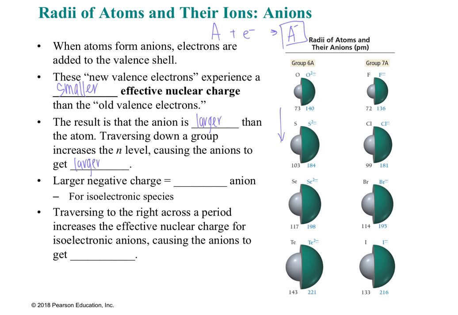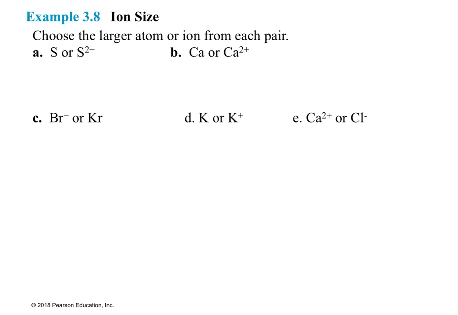And as we get larger charges, they also get larger. So more charge, higher energy level, you're going to get bigger anions. And as we go from left to right, in general, we're getting less of a charge for the most part, so therefore the anions tend to be smaller. But it also has to do with effective nuclear charge as well. So let's pick the bigger ion.